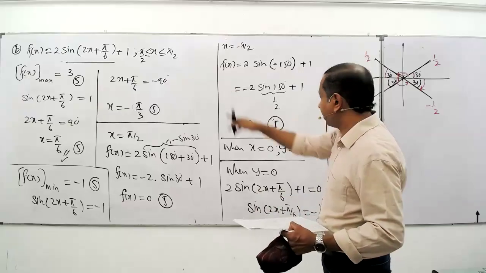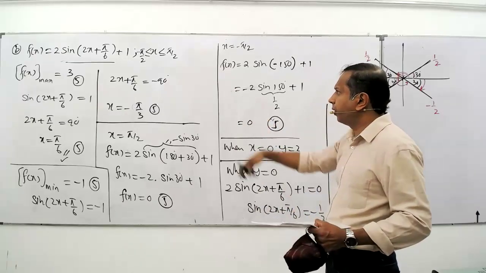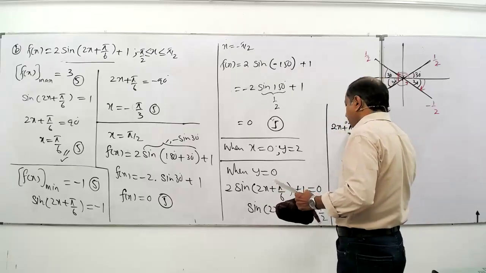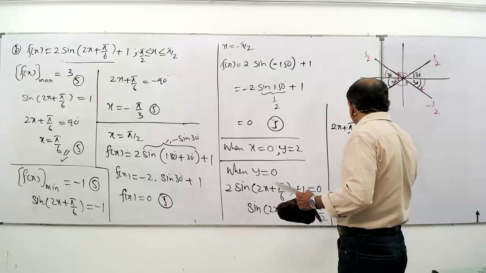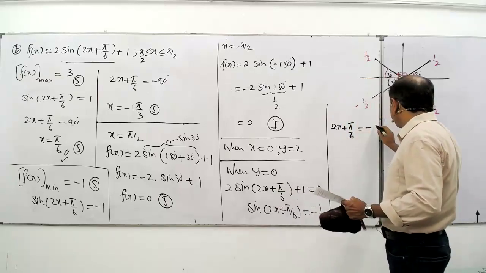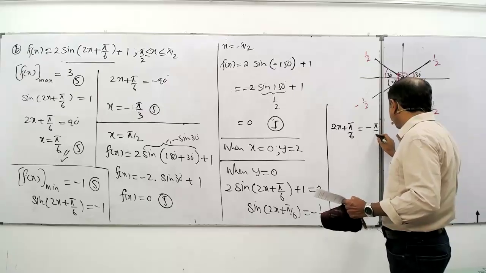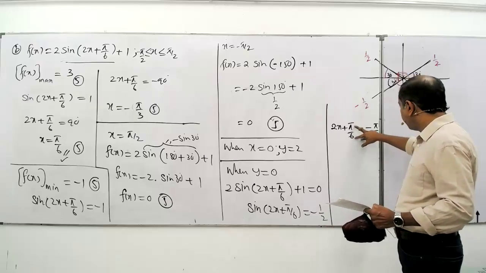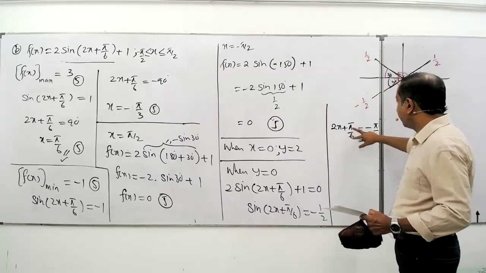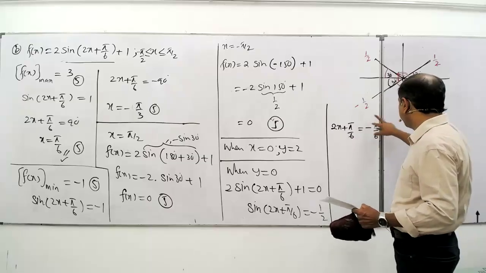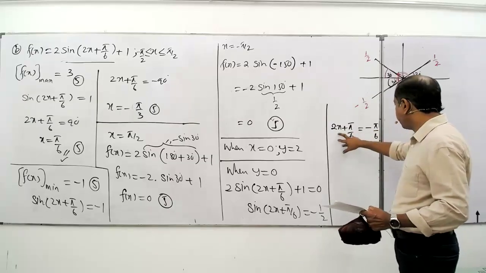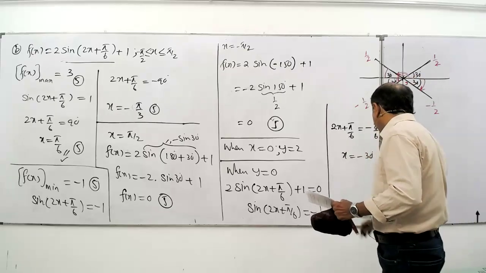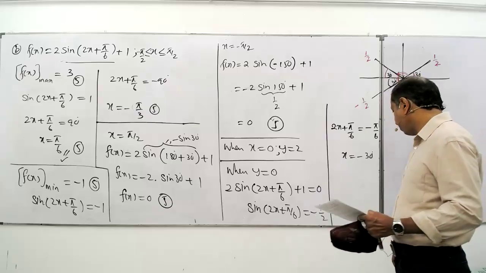Correct, no? f(x) = 0 means sin(2x + pi/6) minus half equals 0, so sin(2x + pi/6) should be minus 30, pi by 6, no? Right. Here, people, we get 30 minus 30, 2x equals minus 60, x equals minus 30. Correct? Right. x is minus 30.